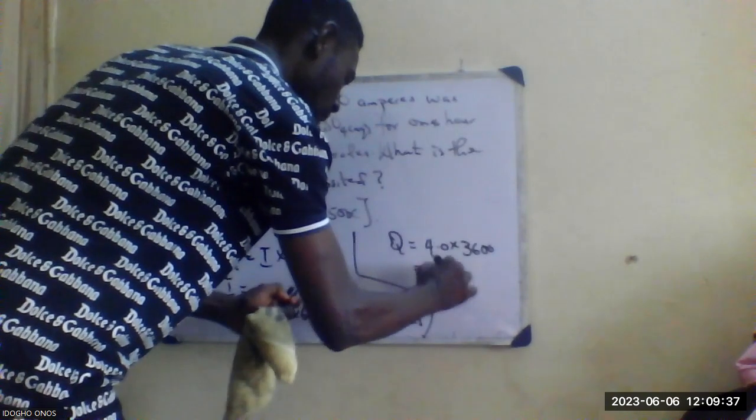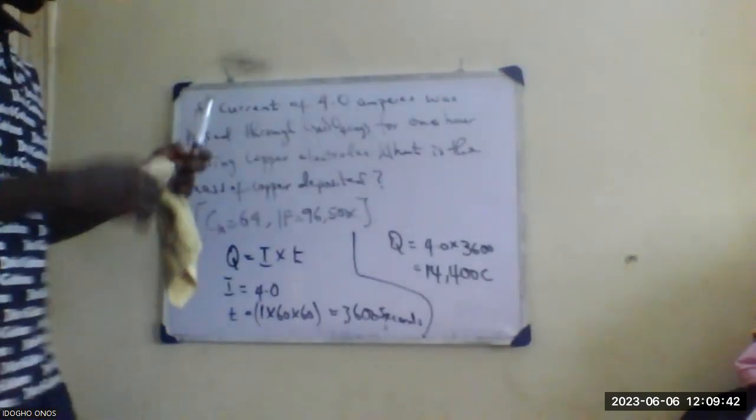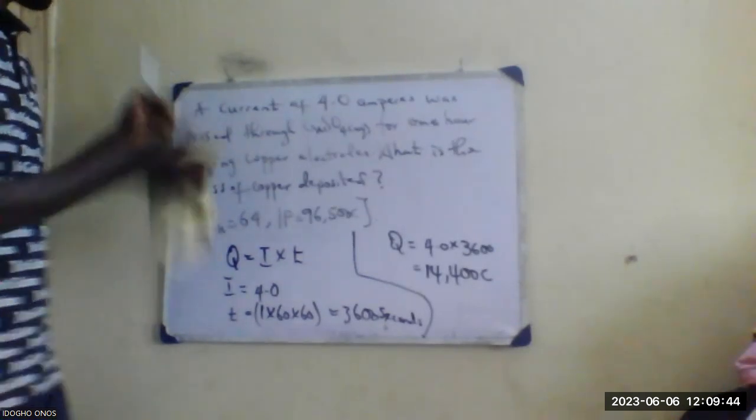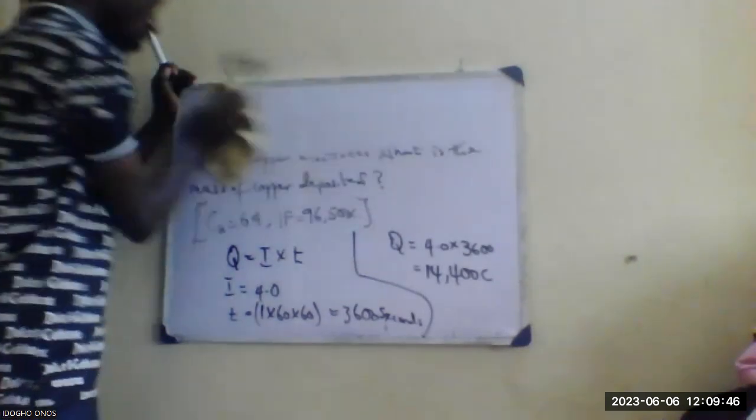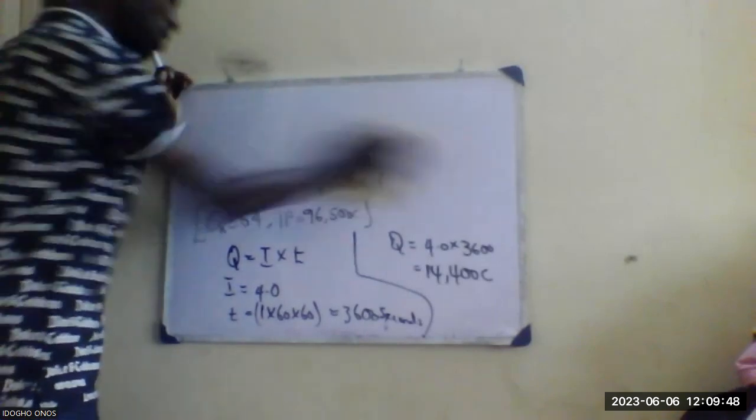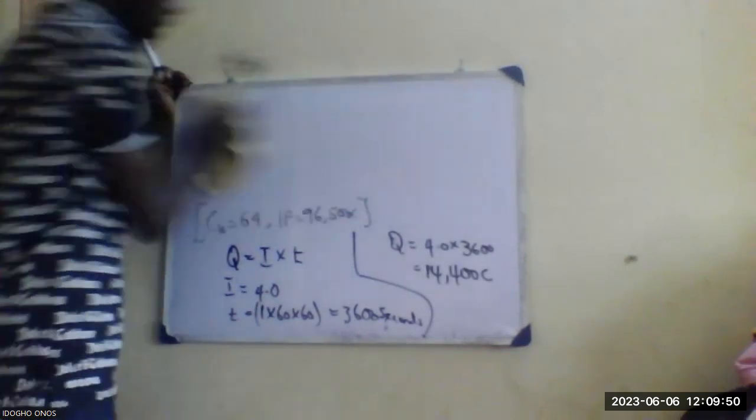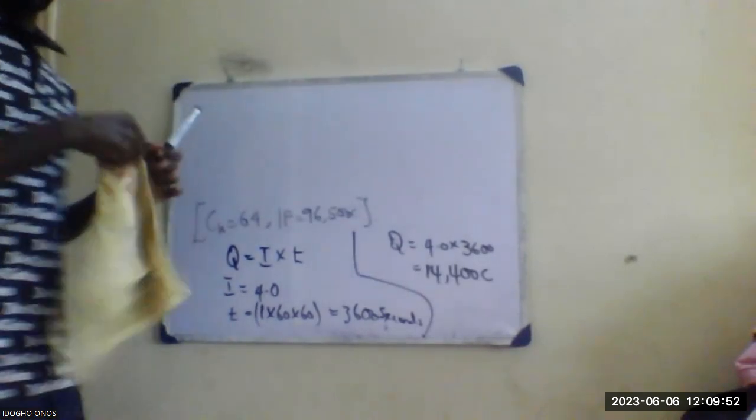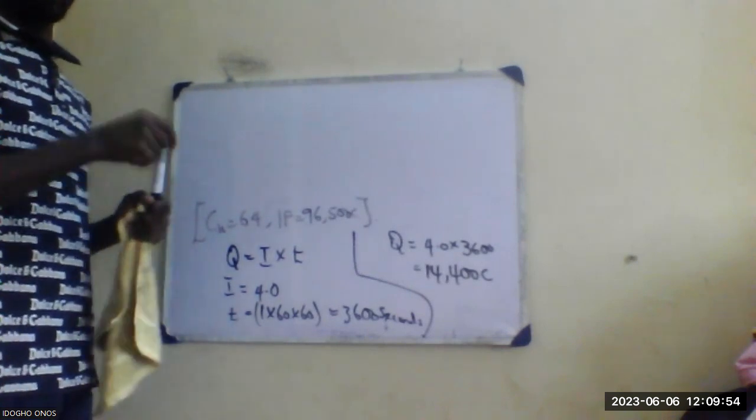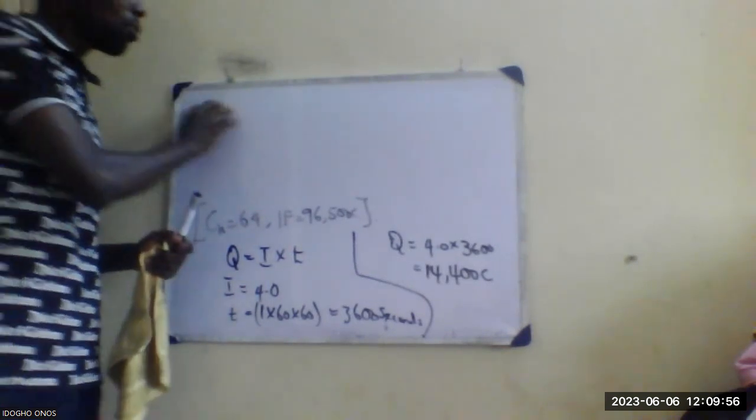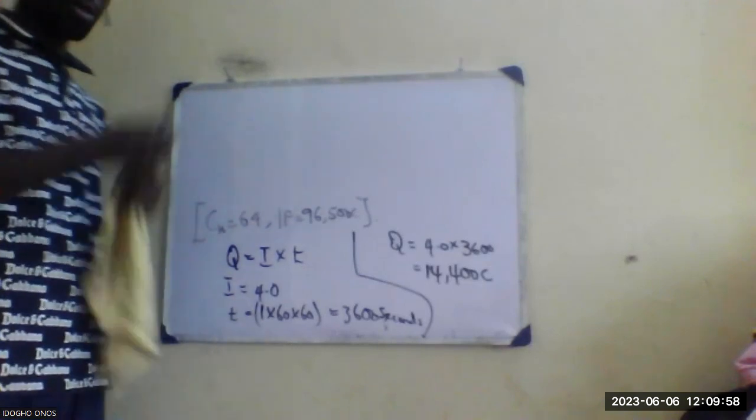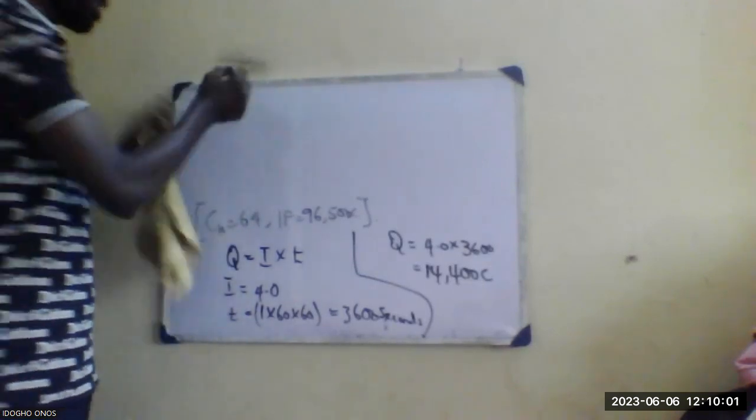So here will be 14,400 coulombs. Yes, 14,400. So I will clean this up now. Remember, we are asked to calculate the mass of copper deposited. Now, if this is a theory question in WAEC, let the student always write this equation out. It's 1 mark in the marking guide.